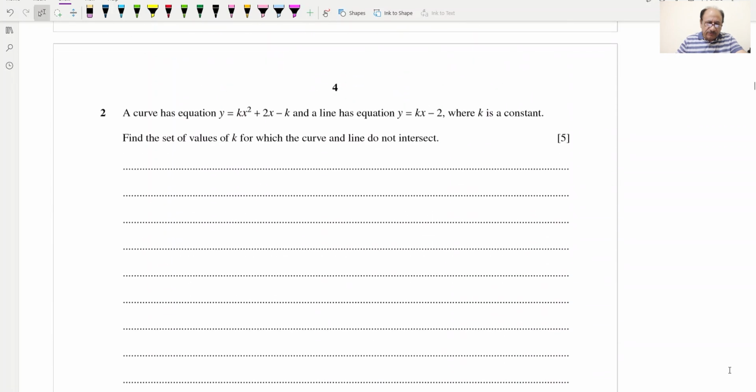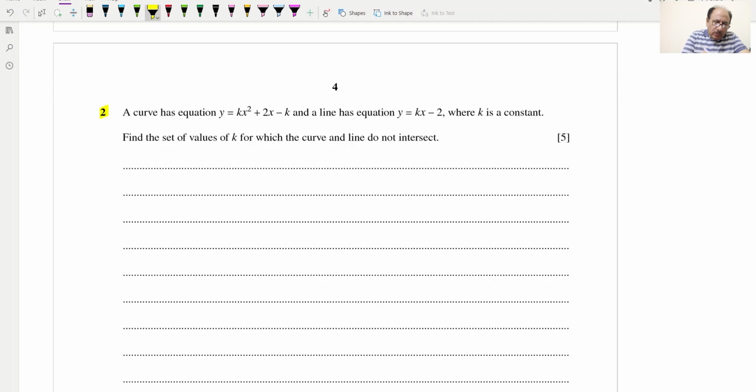Hopefully you understood this. Question number 2: a curve has this equation and a line has this equation, where k is a constant. Find the set of values of k for which the curve and the line do not intersect. This is a 5-mark question.